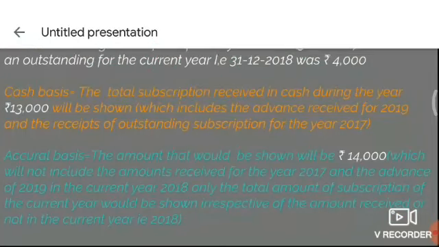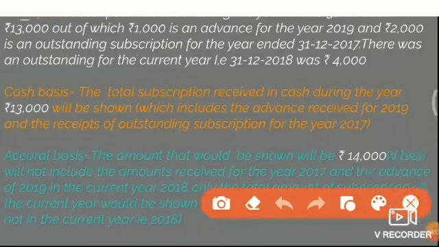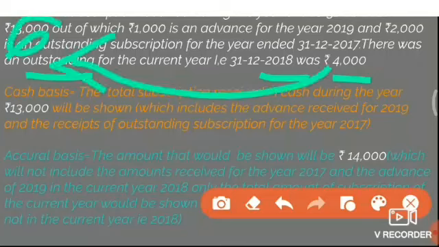Now in this question it also says that there is an outstanding, that means the subscription for the year 2018 of around 4,000 rupees is still outstanding. That means it is not paid. So it will not be there in this 13,000 rupees. We won't have this 4,000 rupees. So this is not yet paid, which belongs for the current year 2018. Suppose we are preparing our account for 2018.